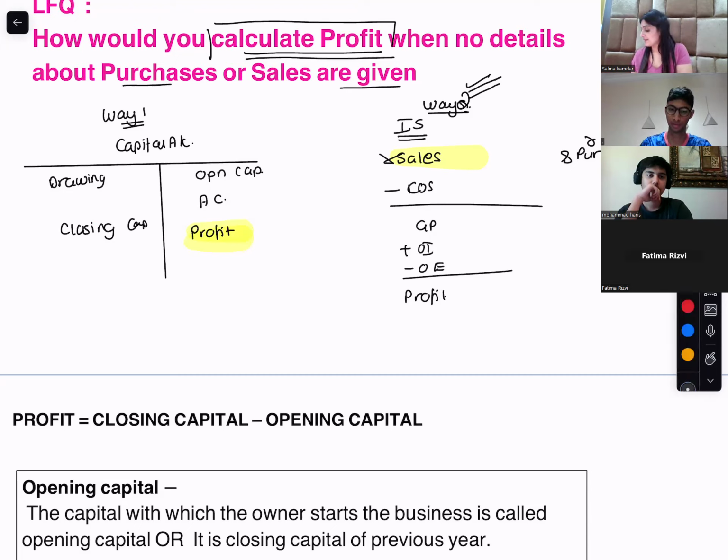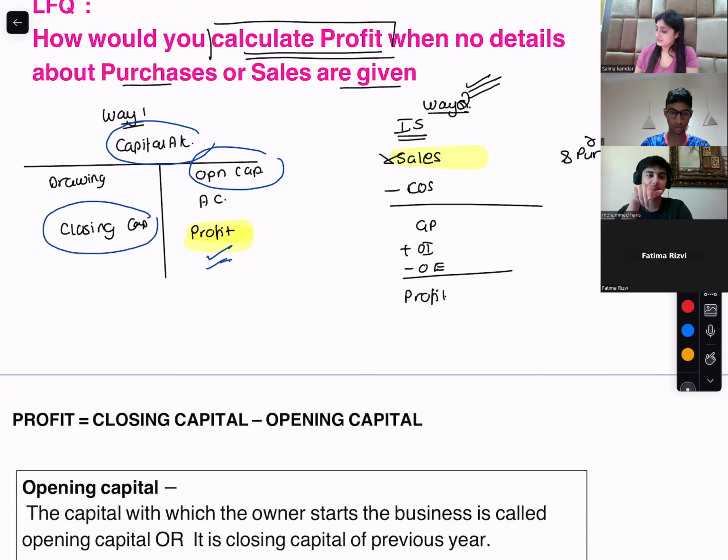Okay, Haris, can you tell me if I am making a capital account to find out profit for the year, I need some things very clearly. What are those things? You need the opening capital, the drawings, the additional capital, and the closing capital. But something which I definitely need: if there is no additional capital and drawings, then closing capital. So some things that you definitely need are the opening capital and closing capital.